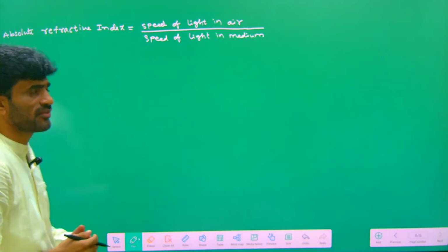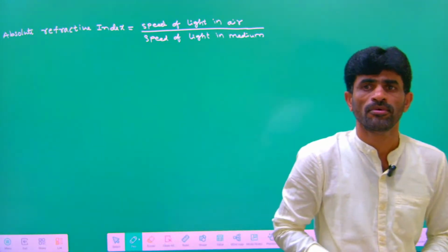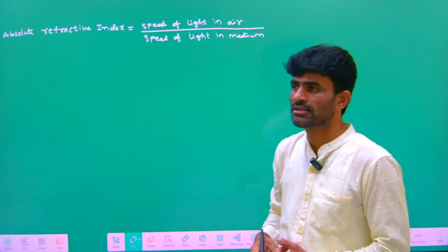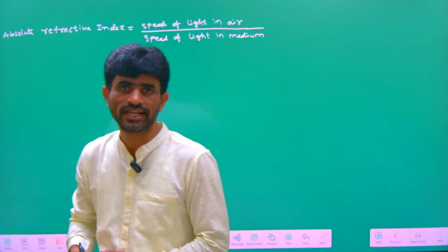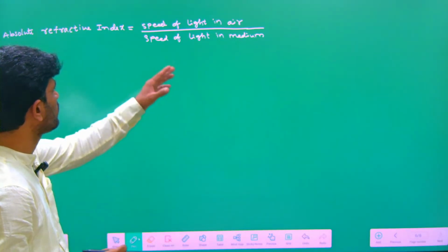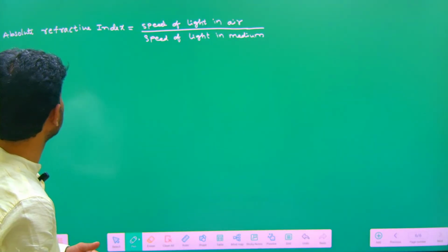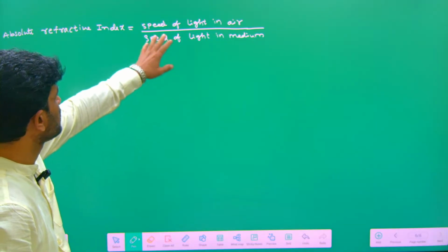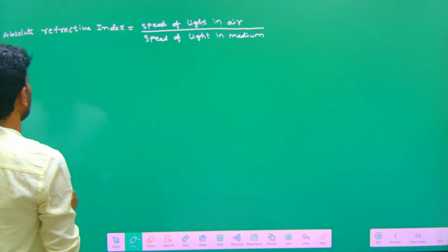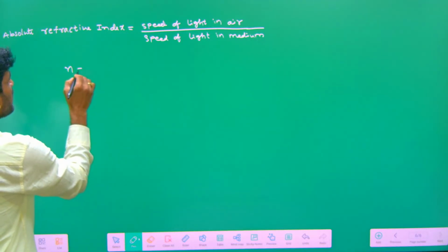Absolute refractive index, whenever you want it, the speed of light in air or vacuum is always constant, that is 3 into 10 to the power of 8 meters per second, which will be a fixed given value. But the speed of light in a medium will change according to the medium you are taking. So by finding the ratio of these two, we can find the refractive index. This is one formula. And another formula we also have for refractive index. We denote it with n.